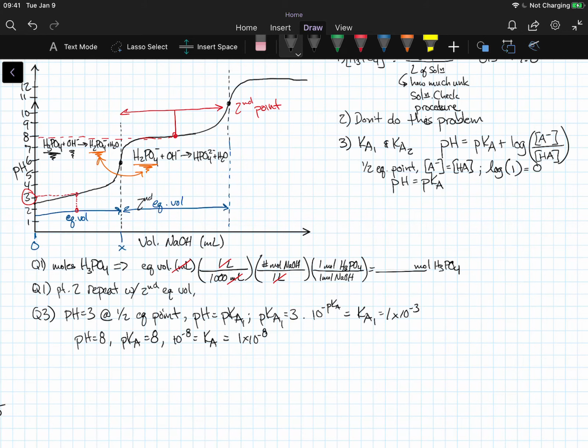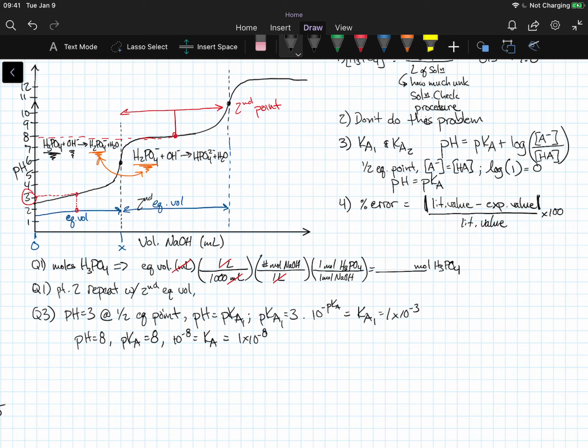Question 4 is asking you to find the percent error between the Ka values you just got and the literature values. So I'll just give you the percent error formula. Percent error is given by the absolute value of the literature value minus the experimental value, so these are absolute value bars, divided by the literature value, times 100. That's your percent error calculation.